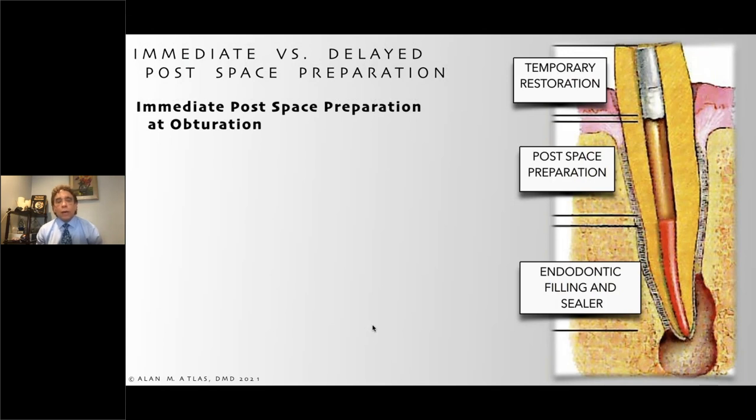So the one way around getting away from post-space preparation with drills is to do immediate post-space preparation. What does that mean? At obturation, when you best have the ability to see the anatomy of the canal, is to do the post-space preparation right there. The only thing is you have to know if that tooth's going to need a post. And if you're not doing the endo, then your endodontist needs to know if that tooth's going to need a post. But that information should come from you, the restorative dentist.